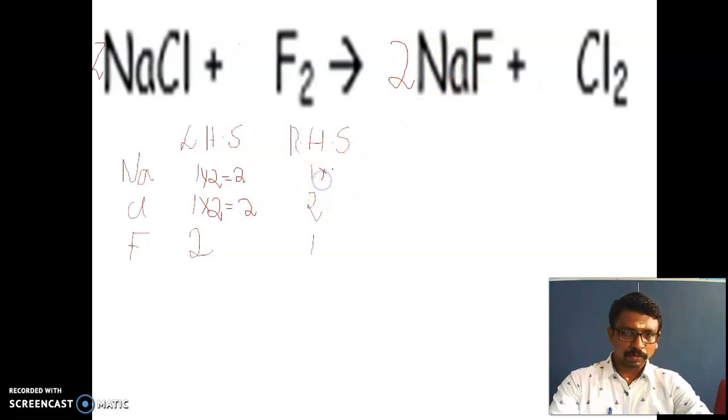So now sodium is balanced, chloride is balanced. Now we can see the fluorine. In the reactant the fluorine molecule is diatomic, so the number of atoms is 2. In the product also the number of atoms is 2.